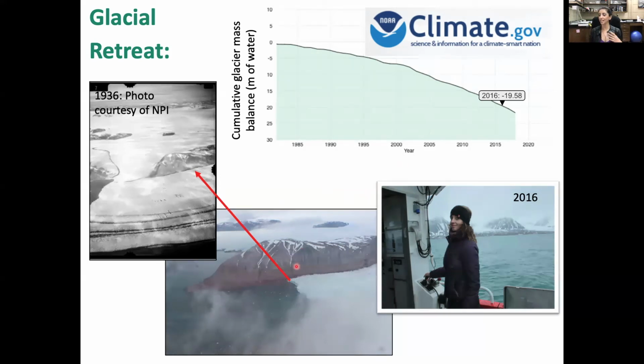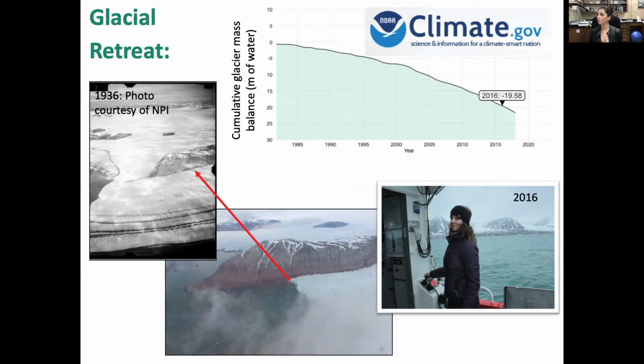So here we have an example. This is a photo of a glacier taken in 1936, courtesy of the Norwegian Polar Institute. We can see from the airplane shot just how far that glacier extended into the ocean. Here we have a photo that I took in my field campaign in 2016 from an airplane over the same area, and we notice just how far that glacier has receded. This is anecdotal evidence that goes to show that we are in fact losing glacial mass.